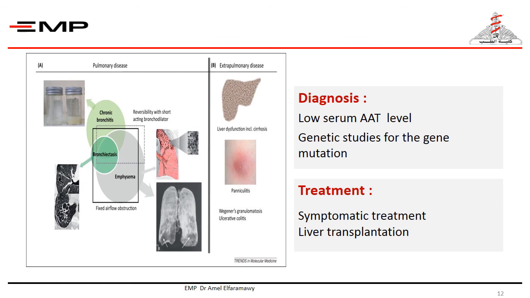The diagnosis is based on the presence of low serum alpha-1 antitrypsin level and the genetic studies for the gene mutation. As regards the treatment, there is no definitive treatment for alpha-1 antitrypsin deficiency, just symptomatic treatment for the chest condition and liver transplantation. Well, this is the end of this segment.